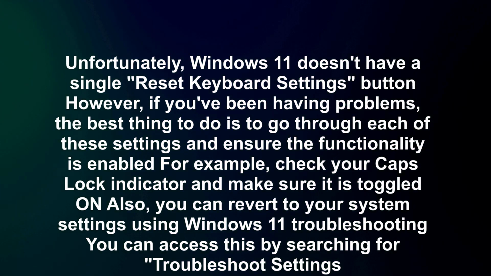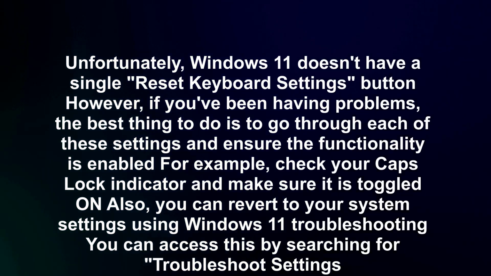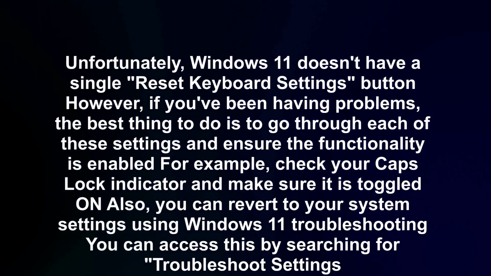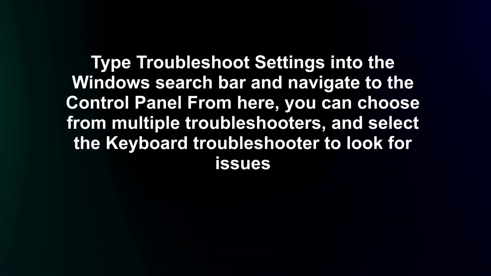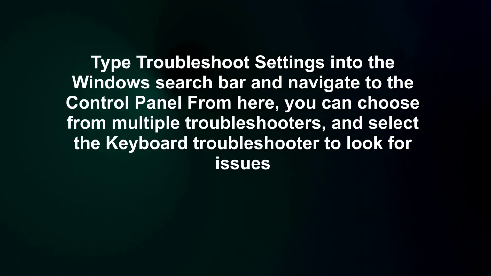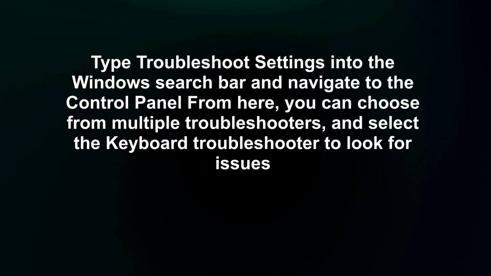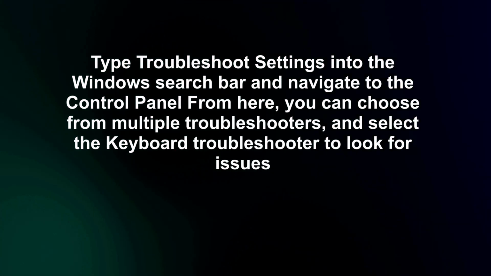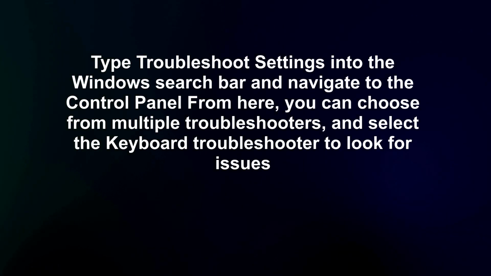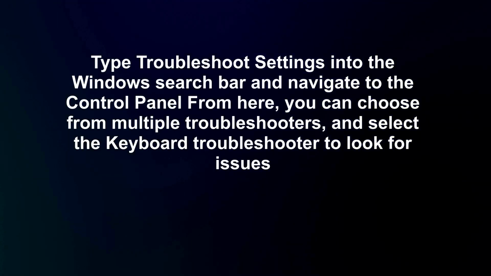Also, you can revert to your system settings using Windows 11 Troubleshooting. You can access this by searching for Troubleshoot Settings. Type Troubleshoot Settings into the Windows search bar and navigate to the control panel. From here, you can choose from multiple troubleshooters and select the keyboard troubleshooter to look for issues.